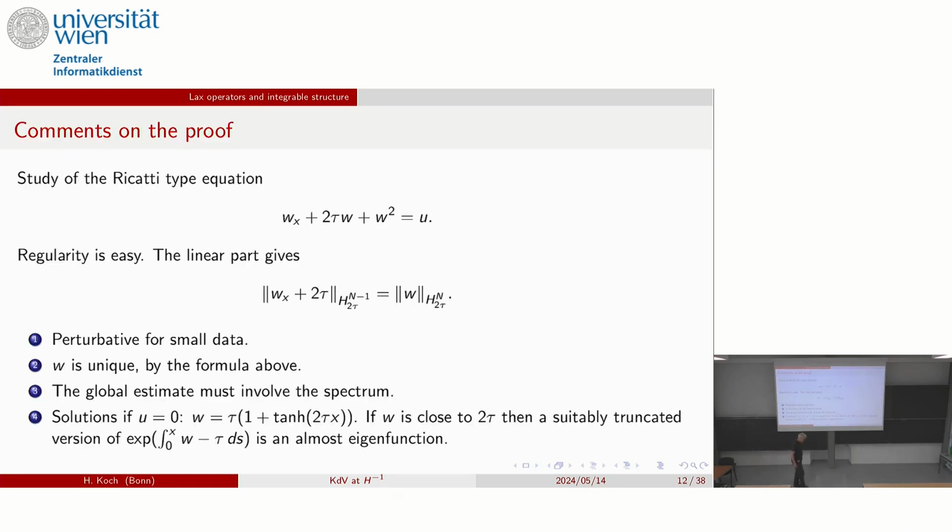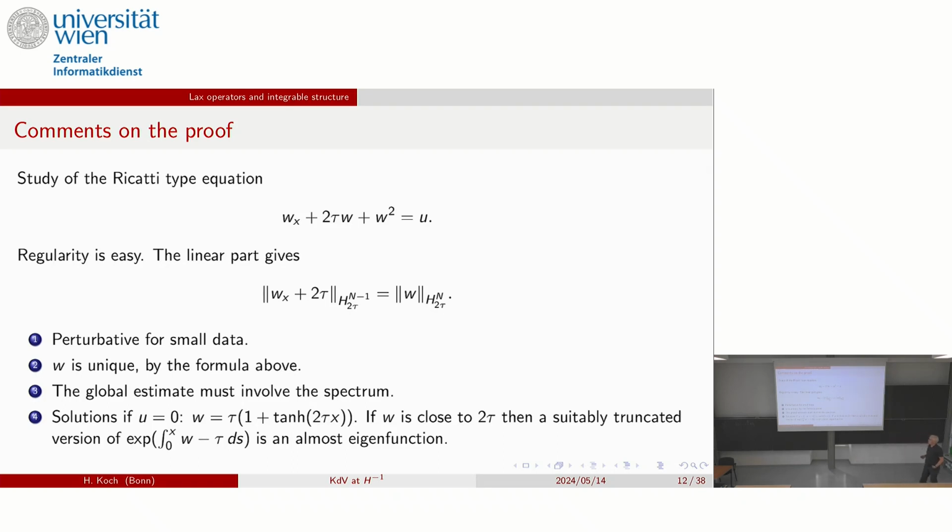Now, proving that involves the study of this Riccati equation, and since I think it plays an important role, I want to go briefly through the argument. First, there's a W missing, so if you look at the linear part, there should be a W here, then it shifts the regularity on the level of H^n tau, or the 2 tau, just by 1.